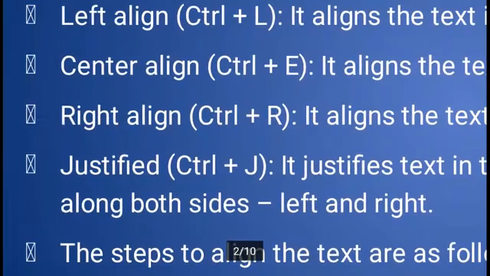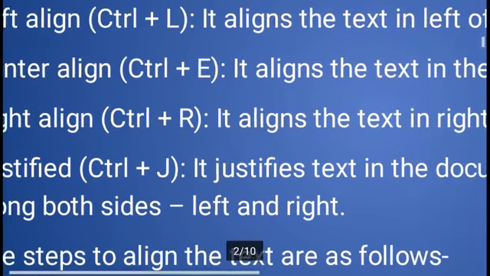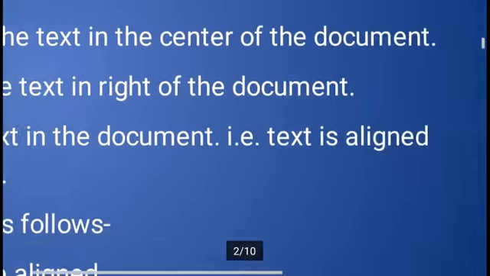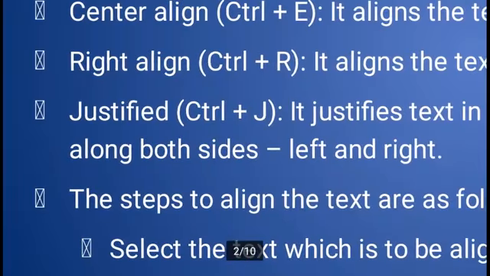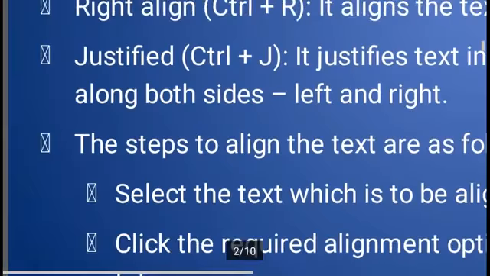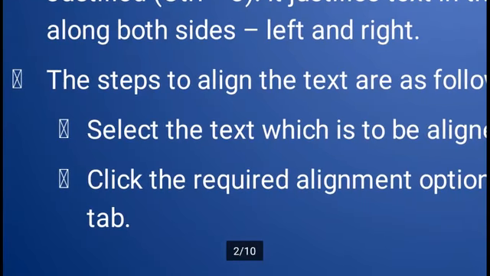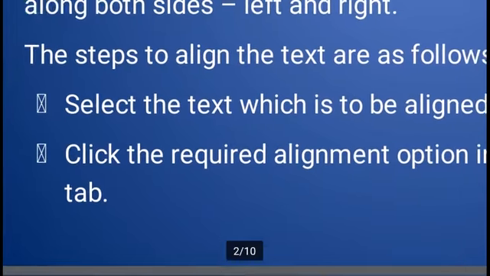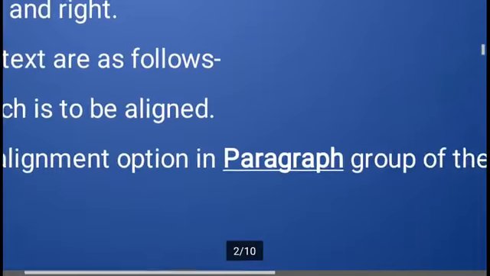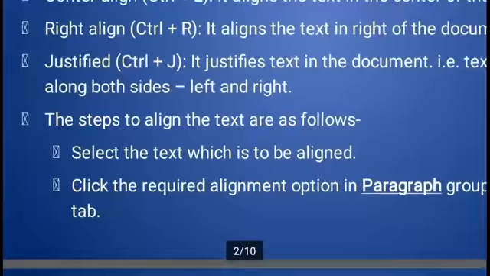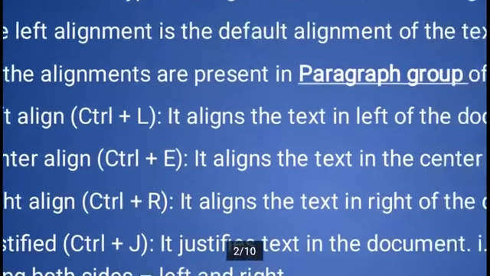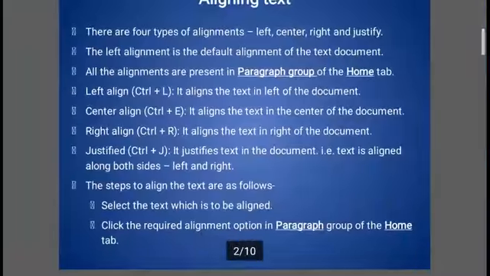Now justified, Control plus J. Both left align as well as right align. It justifies text in the document. Text is aligned along both sides, left and right. The steps to align the text are as follows. First, type your text, then select the text which is to be aligned and click the required alignment option in the Paragraph group of the Home tab. So you can see in the Paragraph group of the Home tab left, center, right and justified alignment.